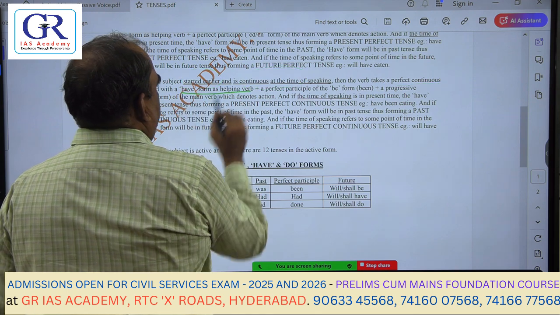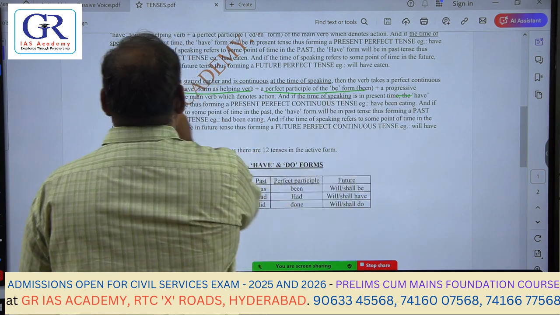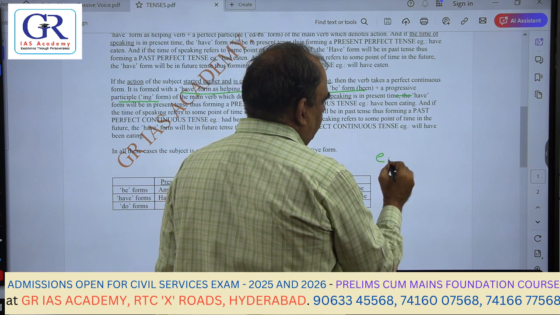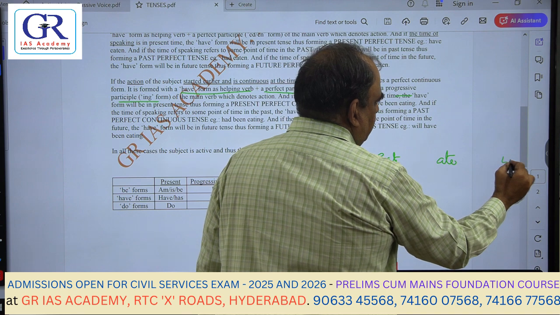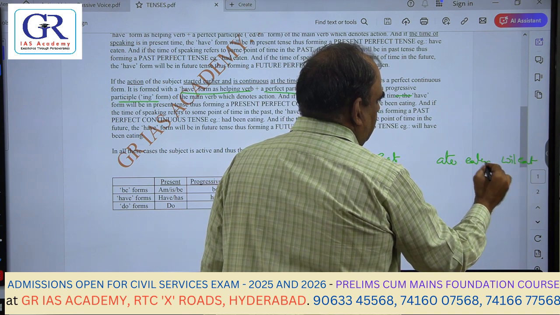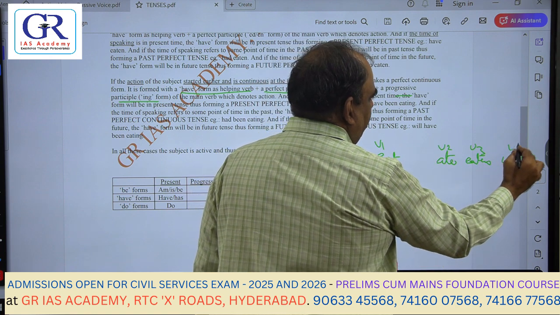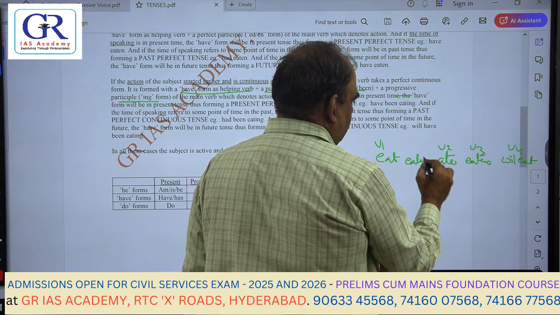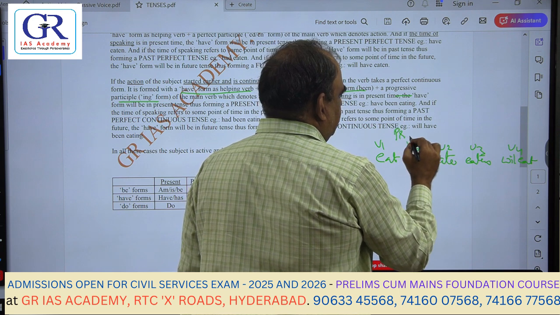Have form as helping verb, perfect participle of be form, and then a progressive participle. I have told you what a progressive participle is. Eat, ate, will eat. Here eaten is V3, so this is V1, V2, V3 and V4. Here one more is there, eating, continuous. So we call this V5, progressive participle.